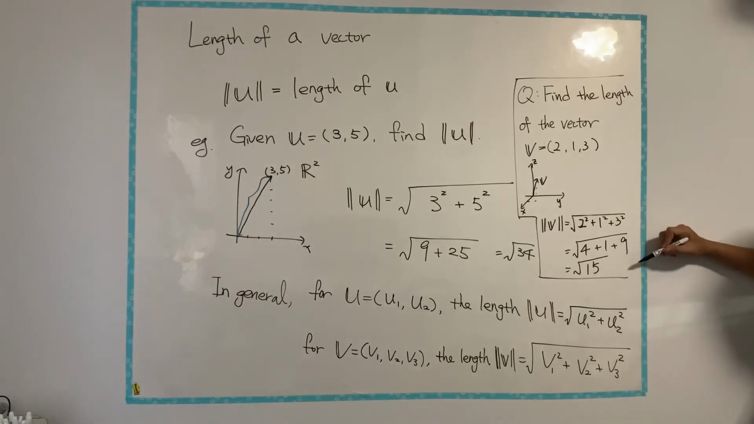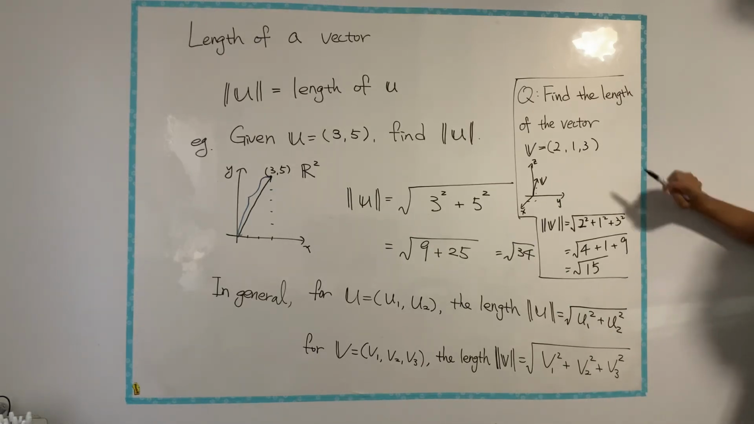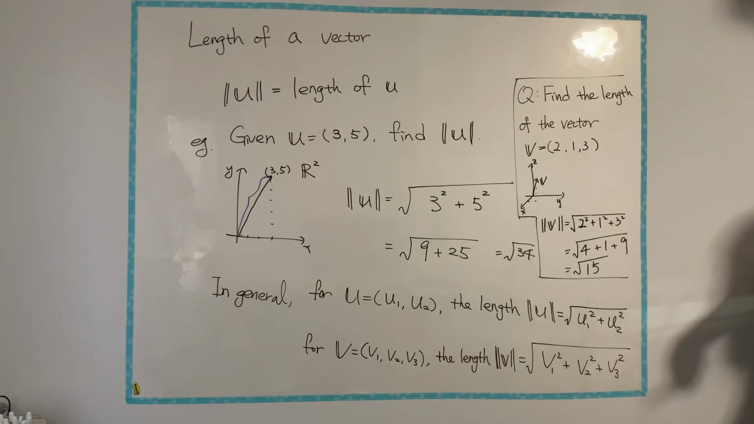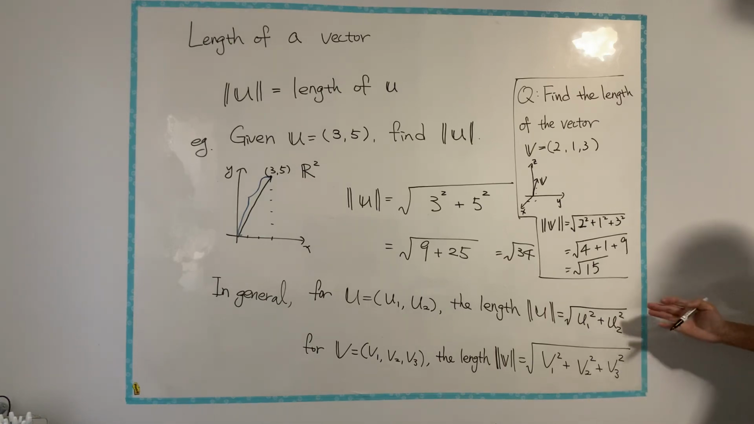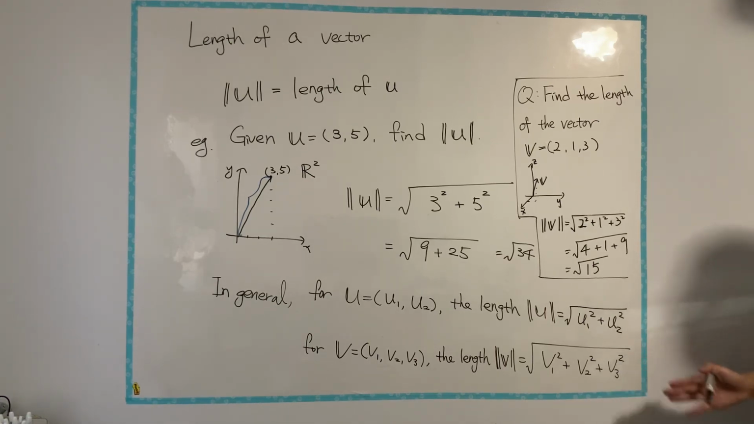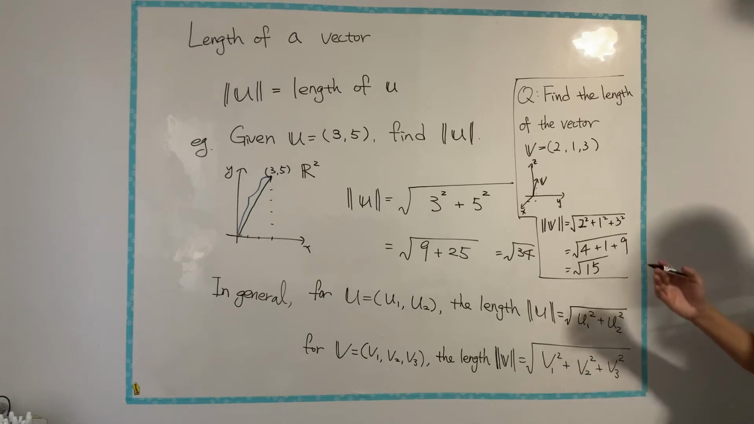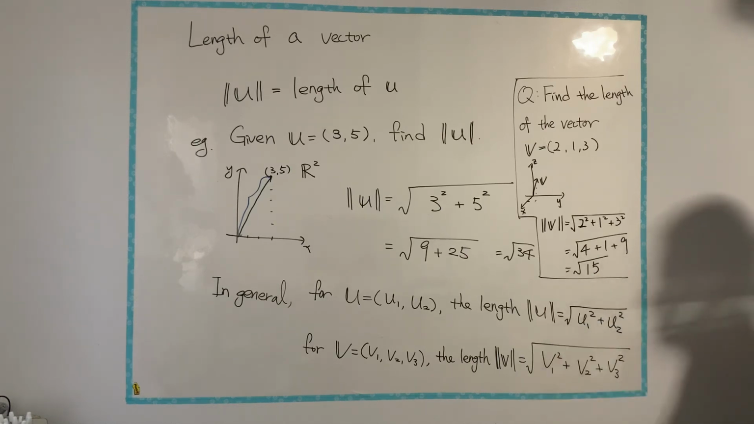So this is my answer. The length of this vector v is root 15. Do you have the same answer as I have? Okay, so now using these formulas, you can easily find the length of a vector in R2 or in R3.